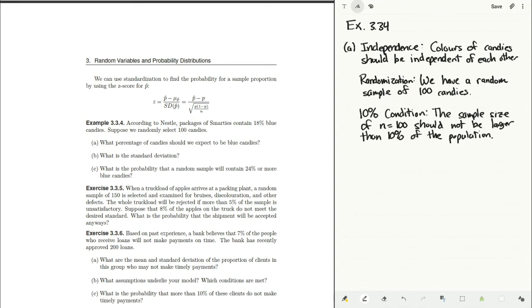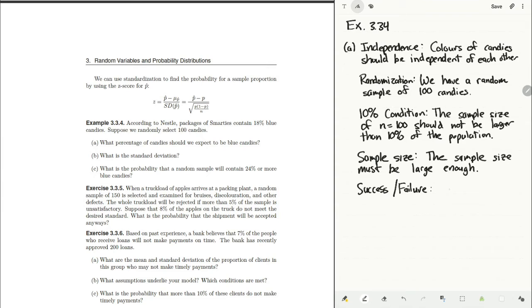So next we will look at the second assumption, which is the sample size. The sample size must be large enough, and so we check the related condition, which is the success and failure condition. This condition says that we need to have at least 10 successes and 10 failures in our sample.